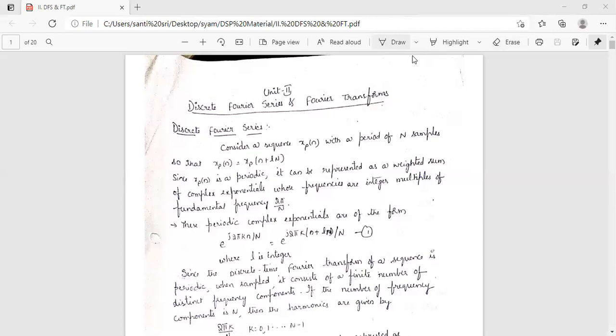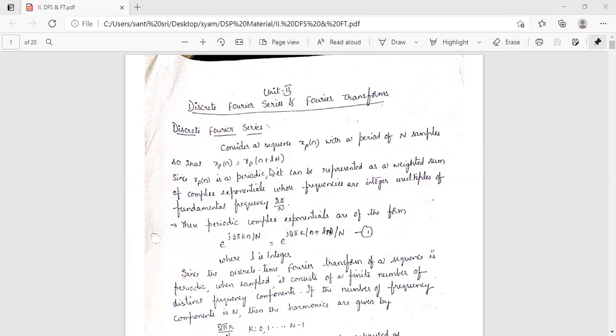Discrete Fourier series. Here we are considering the sequence xp of n with a period of N samples, so that xp of n, as it is a periodic signal, can be represented as xp of n equal to xp of n plus lN. Since xp of n is periodic, it can be represented as a weighted sum of complex exponentials whose frequencies are integer multiples of the fundamental frequency 2 pi by N, so that these periodic complex exponentials are of the form e power j 2 pi kn by N.